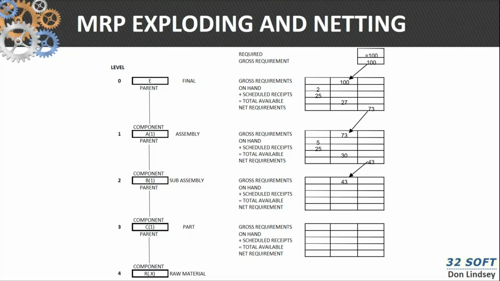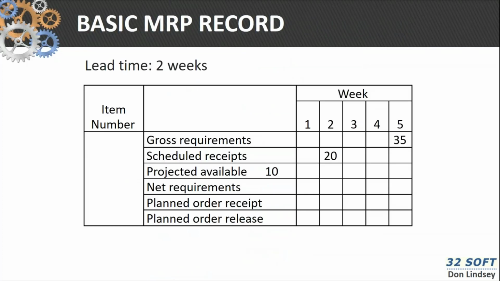C1 has a gross requirement of 43. On hand, scheduled receipt, available, net, gross, available. And so you can see that we don't have any requirements or net requirements for our component 4. So that's the explosion and netting process for those components.